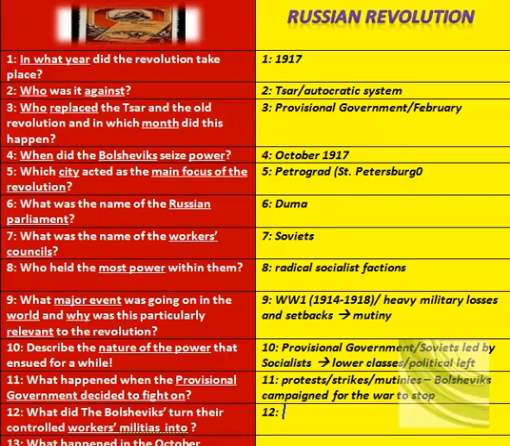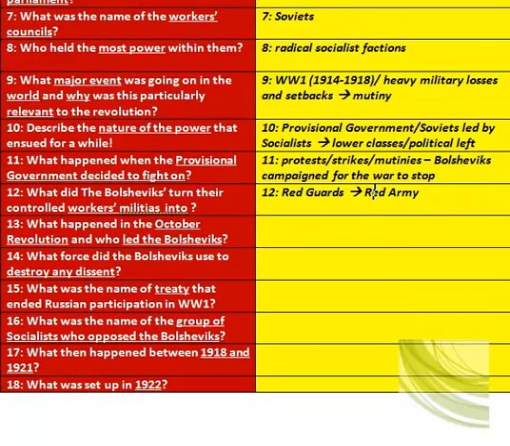Right, number 12, ladies and gents. Here we go. What did the Bolsheviks turn their controlled workers' militias into? Yeah, you guessed it, the Red Guard, or the Red Guards, which later became the famous Red Army. Let's put a capital R there, because it's famous.